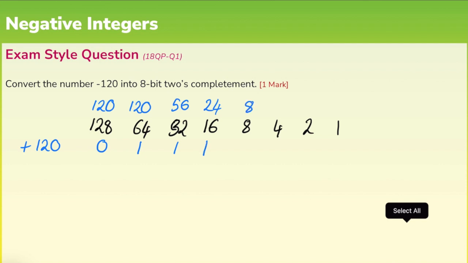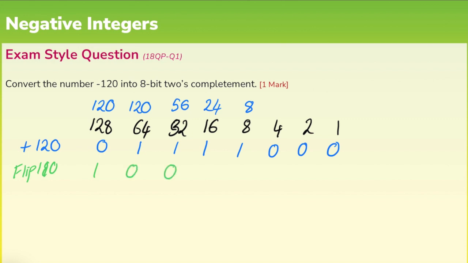8 does go into 8, and that leaves us with nothing. Our next step is to then flip the 1s and the 0s. So any 0 becomes a 1 and any 1 becomes a 0. And lastly, we then need to add 1.